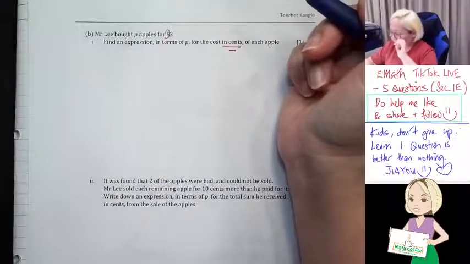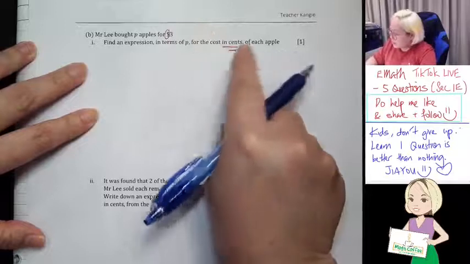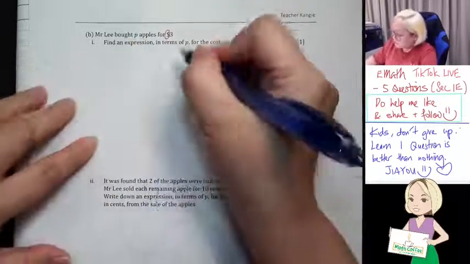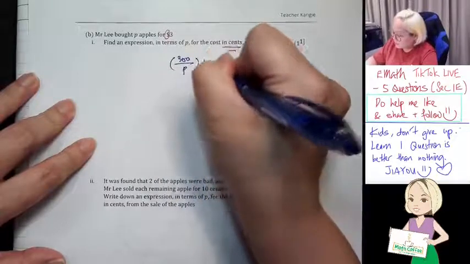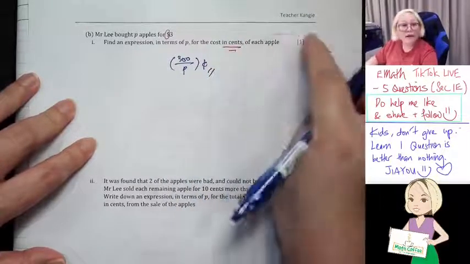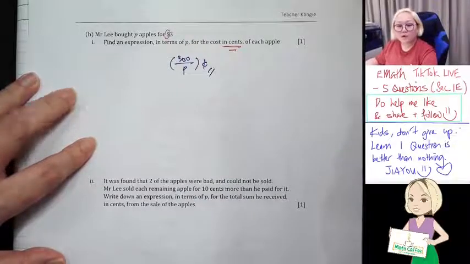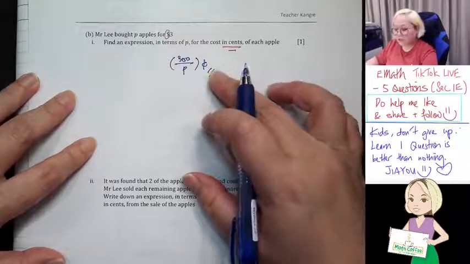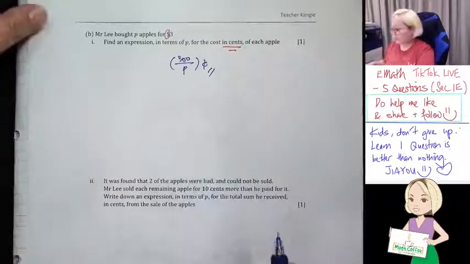So $3 means it's 300 cents. Okay, so what we're going to do is one apple, this is P apples. So that means the cost will be 300 cents divided by P. So this will be the answer. It's only 1 mark, huh? So this is the so-called cost price of 1 apple. So now let's move on.